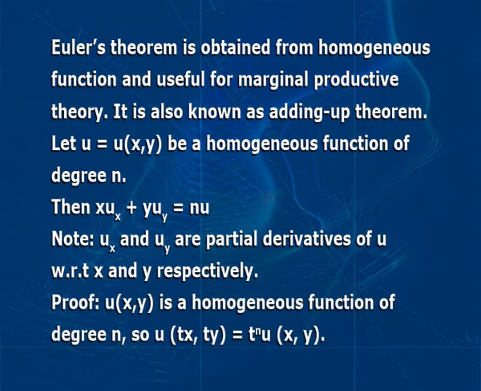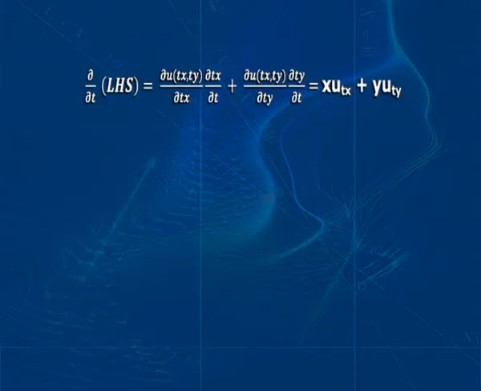Proof. u(x, y) is a homogeneous function of degree n, so u(tx, ty) = t^n u(x, y). Differentiating the left hand side with respect to t: ∂/∂t of the left hand side is equal to ∂u(tx, ty)/∂(tx) times ∂(tx)/∂t plus ∂u(tx, ty)/∂(ty) times ∂(ty)/∂t, which is equal to x ux(tx, ty) + y uy(tx, ty).